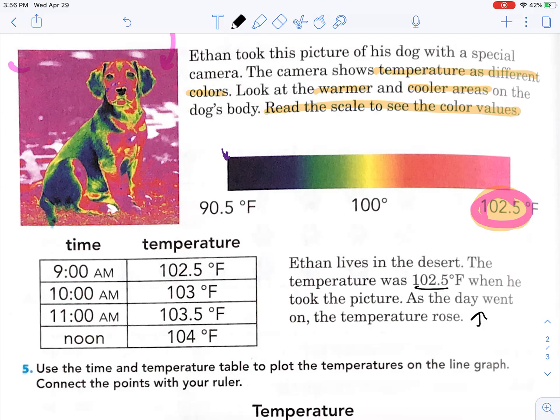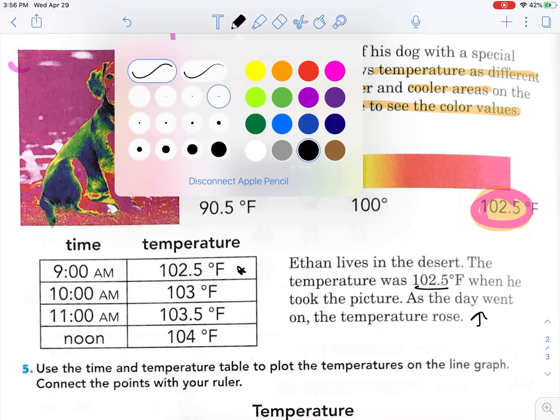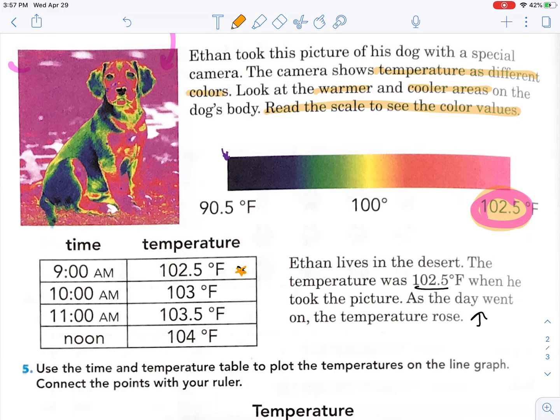Okay, so the temperature went up. It started in the morning. You see it was 102.5. I'm going to switch colors. It was 102.5, and then by 10 it went to 103. By 11, it was 103.5. By noon, that's 12 o'clock, it was 104.